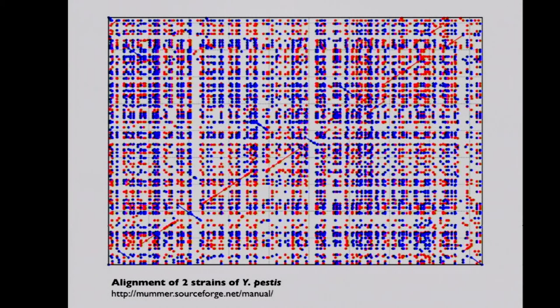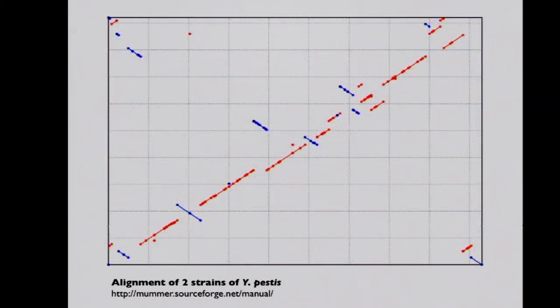So many of the tools that look at these dot plots will have various auxiliary programs that do filtering. In the package that I help work on called MUMmer, we have something that will take that initial dot plot, clear up all the redundant repetitive alignments, and then you get a picture like this. So let's walk through here.